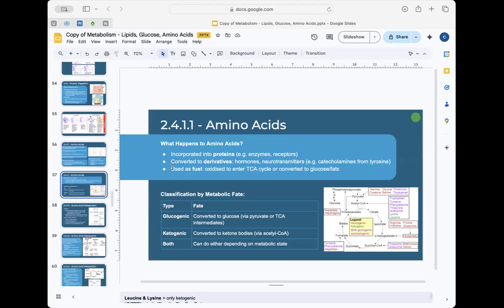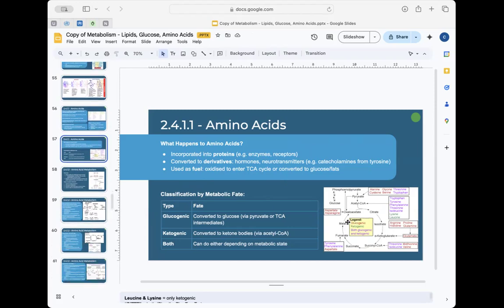Anyway, what happens to amino acids? Their fates are that they're incorporated into proteins, converted to derivatives, or used as fuel. And there's an overview here of the types of amino acid. This comes up as well on multiple choices: glucogenic versus ketogenic versus being both.